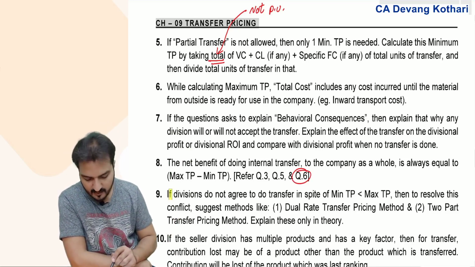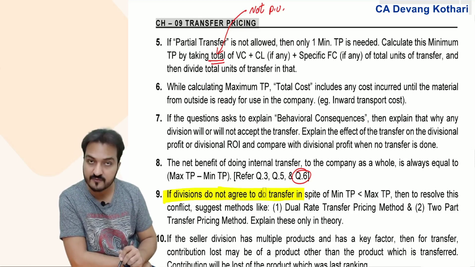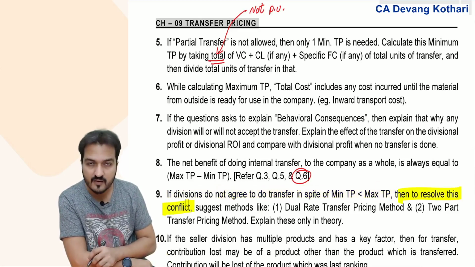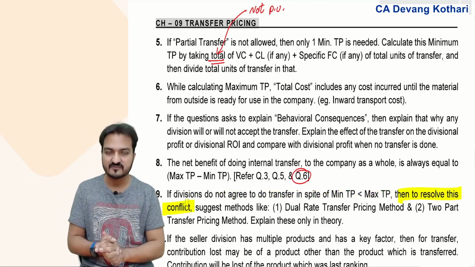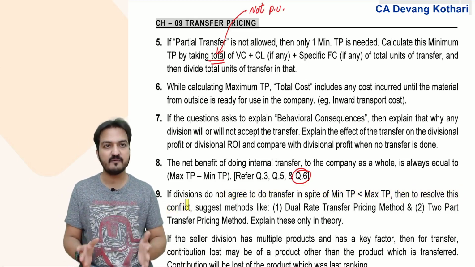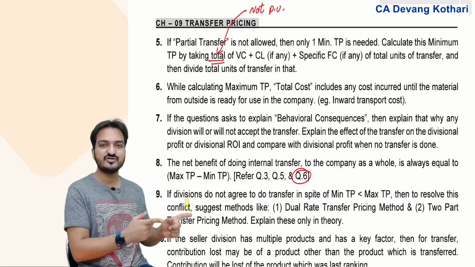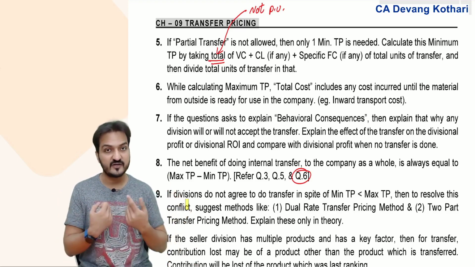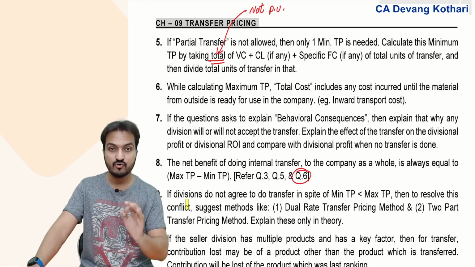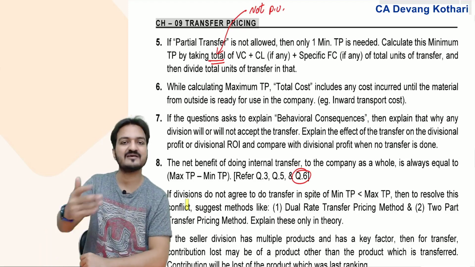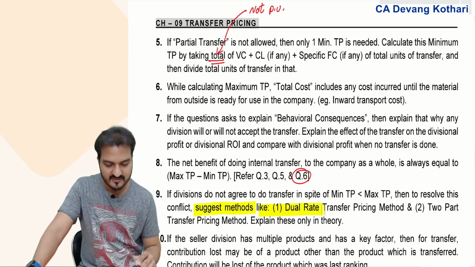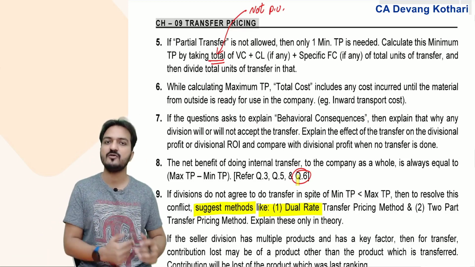Further, if the divisions do not agree to transfer in spite of having minimum TP less than maximum TP, then you need to resolve this conflict. Imagine minimum TP is less than maximum TP, and you decide the TP between minimum and maximum, still the divisional managers do not agree to transfer. Divisional managers are very stubborn. They still do not accept the transfer price. Then you will suggest methods like these.